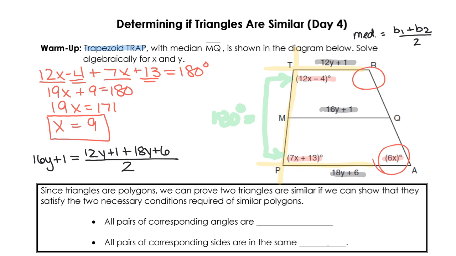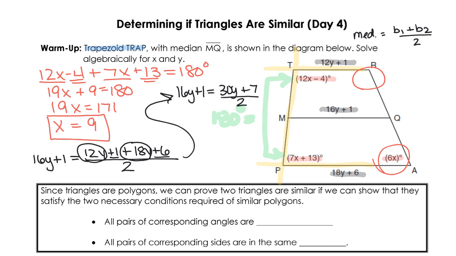And we're going to go ahead and clean that up. All right, hopefully we got a little bit of room over here. So we'll keep the 16y plus 1. But on this side, we have a 12y plus an 18y, which is a grand total of 30y. And we have a positive 1 and a positive 6 for a positive 7, all divided by 2. Okay. Remember that when you're dividing by 2, not only will you divide the 30y by 2, but you'll also divide the 7 by 2. Okay, and it's okay to get a decimal. So we'll end up with 16y plus 1 equal to a 15y plus 3.5.